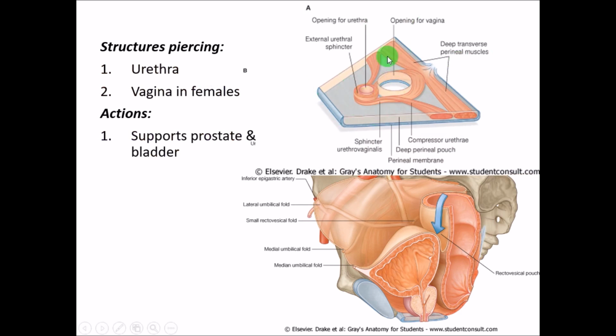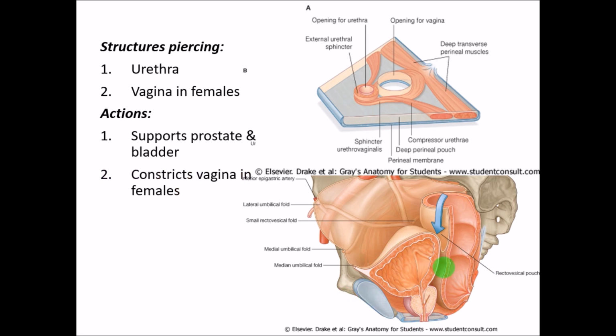One is it supports the prostate and the bladder in case of the male, and in case of the female it will be the vagina and uterus. If you see here, this is the perineal membrane, this is the deep perineal pouch within which will be the urogenital diaphragm, and above that will be the prostate. This is the prostate here, and this is the urinary bladder in case of the male. In case of the female, it will be the urinary bladder there along with the uterus as well as the vagina itself.